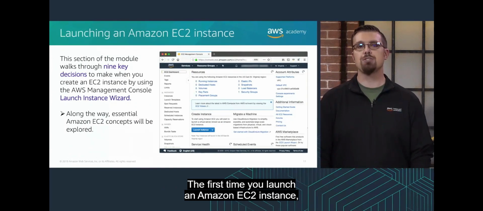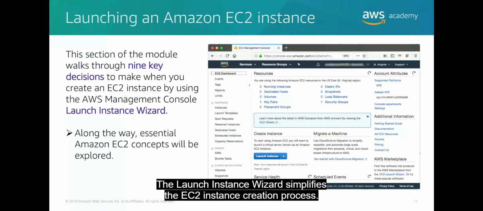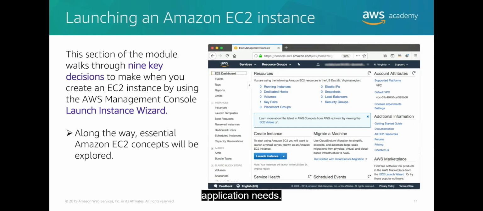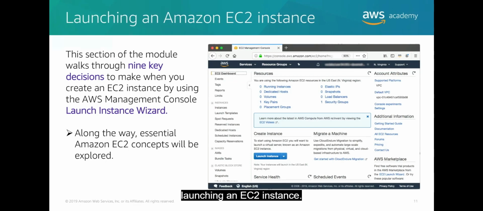The first time you launch an Amazon EC2 instance, you will likely use the AWS Management Console Launch Instance Wizard. The Launch Instance Wizard simplifies the EC2 instance creation process. If you accept all the default settings, this allows you to skip most of the steps provided by the wizard. However, for most deployments, you'll want to modify the default settings so that the servers you launch are deployed in a way that match your specific application needs. Next, we will discuss the 9 key decisions that you must make when launching an EC2 instance.